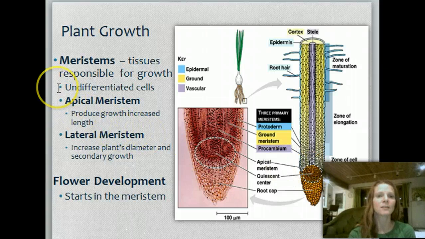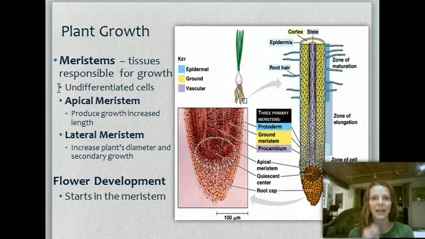You have these undifferentiated cells in the meristems, which means they don't have a specific function yet, okay? Kind of like we have stem cells when we're growing in the womb that haven't differentiated into cardiac cells for your heart or muscle cells. Same with these undifferentiated cells in the meristem. They haven't developed into what they're specifically going to do yet, which is always kind of a good place to be. So you have the apical meristem, which produces growth increased in length, okay?